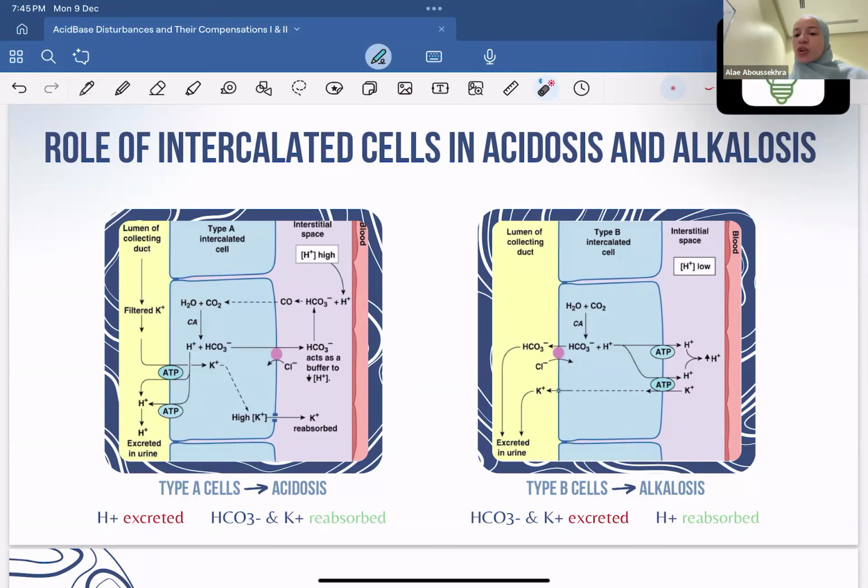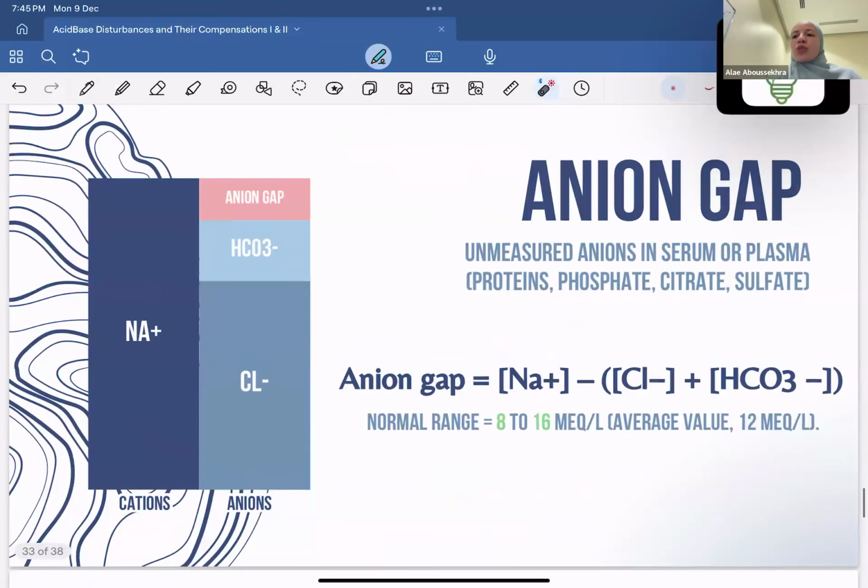They also reabsorb the bicarbonate and potassium, again all just to bring the acidosis back to the normal level. Type B cells, as I said, play a role in alkalosis. They just do the exact opposite. So they reabsorb the hydrogen ions, and they excrete the bicarbonate and potassium. And that's it for the intercalated cells. And now for the final concept in this lecture, the anion gap. So what is it? The anion gap is basically a number that we calculate. So this is the formula. Remember the formula, please.